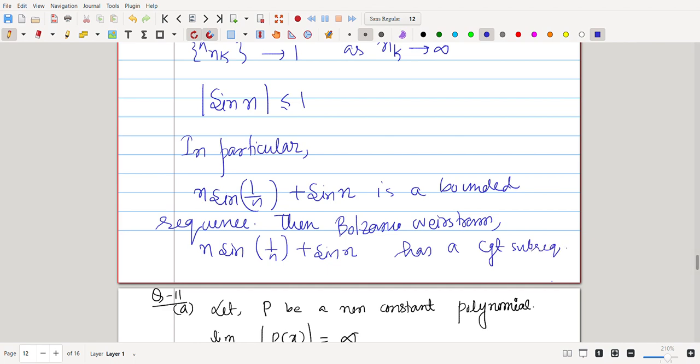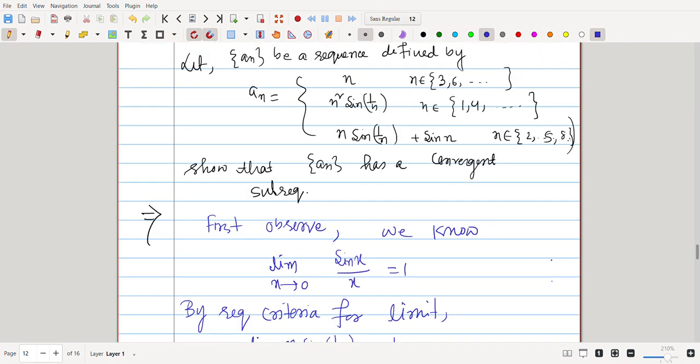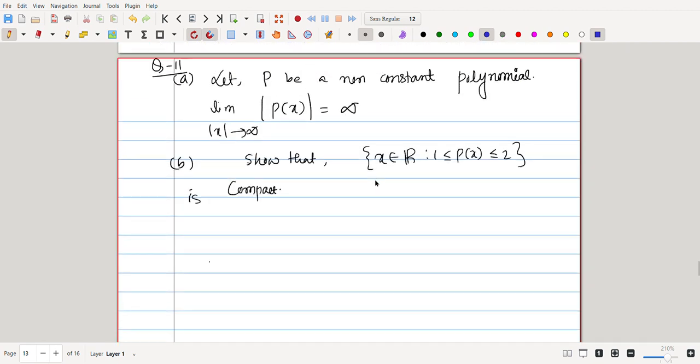it has a convergent subsequence. Now see, if you look at the definition, n sine 1 by n plus sine n is already a subsequence of a_n, and since this subsequence is bounded, it has a convergent subsequence, right? That subsequence is itself a subsequence of a_n, so by using the Bolzano-Weierstrass theorem that subsequence is convergent. Hence we are able to show that a_n has a convergent subsequence. Go to the next one.